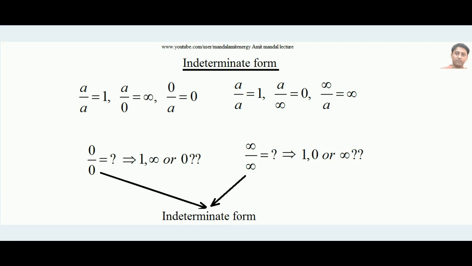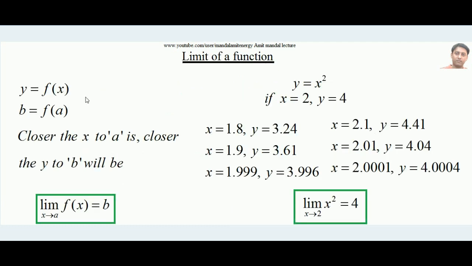Now moving ahead, let's see what the limit of a function is. Suppose there is a function y equals f(x), and when x becomes a, then y becomes b. For example, suppose the function is y equals x square. So when x becomes 2, then y becomes 4, because 2 into 2 is 4. Now the concept is: the closer the value of x is to a, the closer the value of y will be to b. It means, see, when x equals 2, y equals 4.